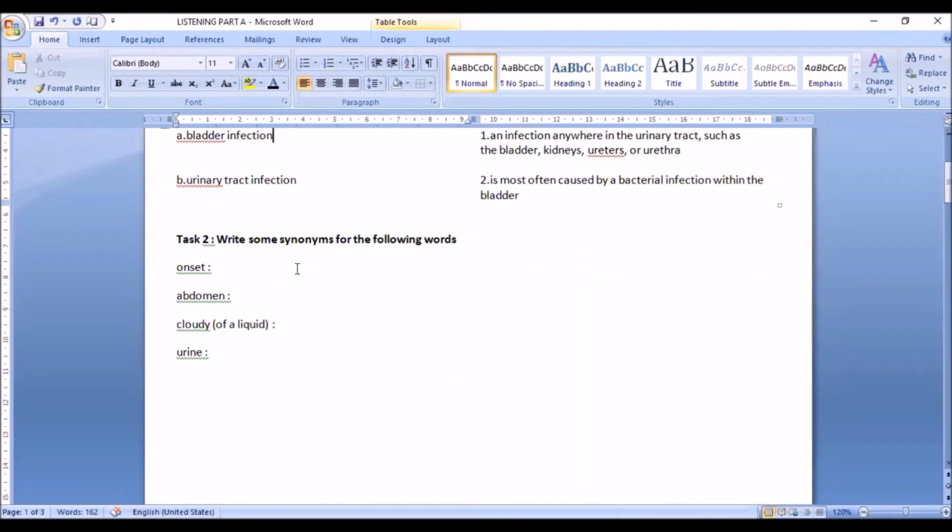Now, let's think of some synonyms for the following words. Okay, let's think of the synonyms, and then we're going to discuss why we need to think of synonyms. So, onset. Do you know any synonyms for onset? What does it mean? Please write in the chat a few synonyms, or at least one, or maybe the definition of onset.